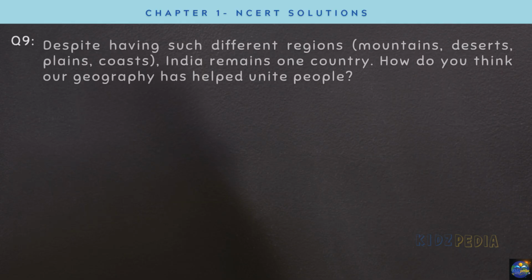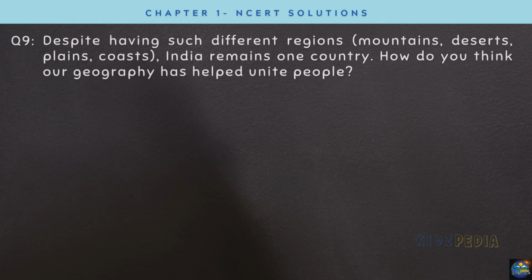Next question. Despite having such different regions, mountains, deserts, plains, coast, India remains one country. How do you think our geography has helped unite people? So this question is asking you to think about how India remains united even though it has many different physical features like mountains, plains, deserts and coast. You need to explain how these geographical features help connect people instead of dividing them.